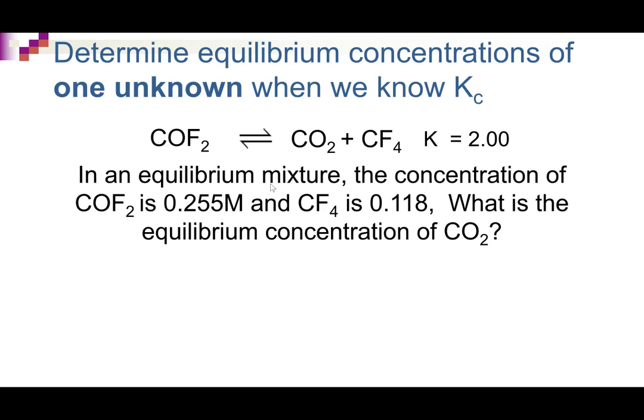Determine the equilibrium concentrations of one unknown if we know Kc. So here is our equation. In an equilibrium mixture, once it's reached equilibrium, we determine that COF2 has a concentration of 0.255. CF4 has an equilibrium concentration of 0.118. And we want to know what is the equilibrium concentration of carbon dioxide.